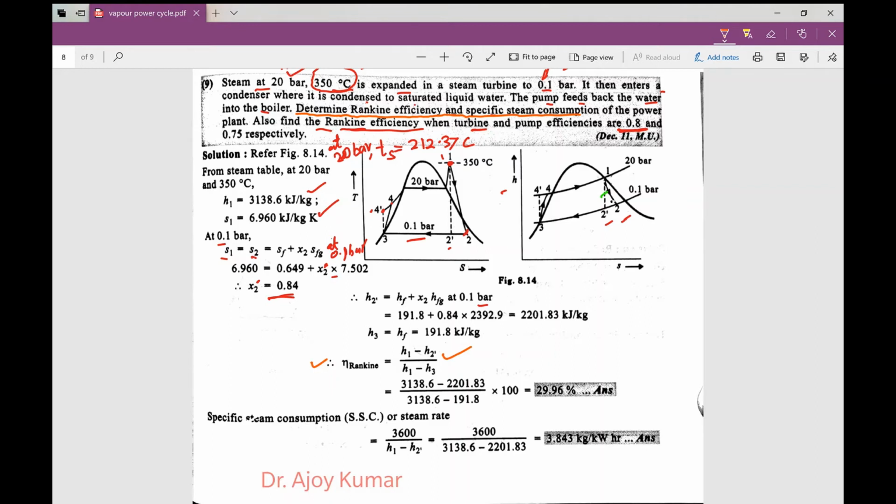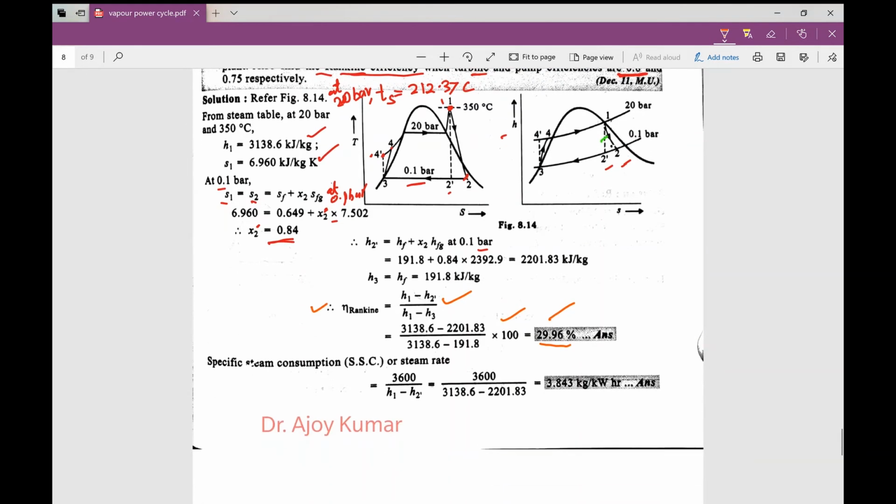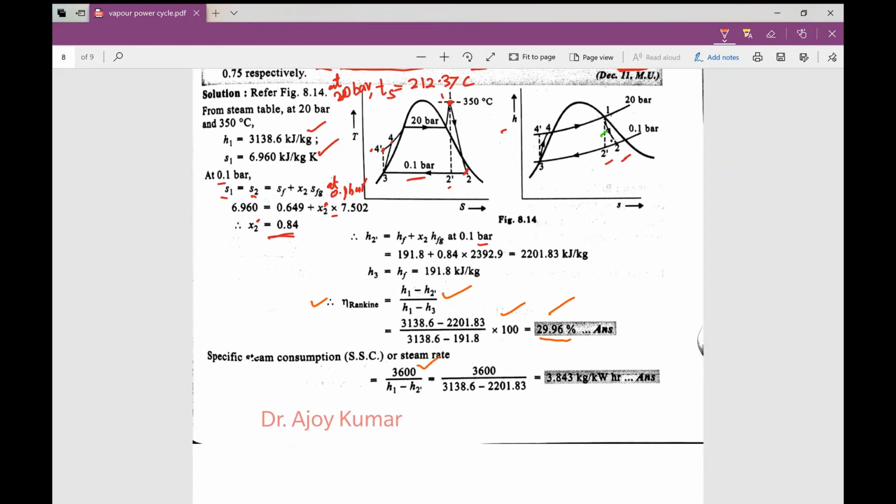Since all values are known to us, we can calculate Rankine efficiency, which comes as 29.96%. And at the same time, it is also asked to calculate the specific steam consumption, that is SSC, or steam rate as we also call it. Steam rate is 3600 divided by (H1 minus H2 dash), that is your turbine work. So this is already known to us.